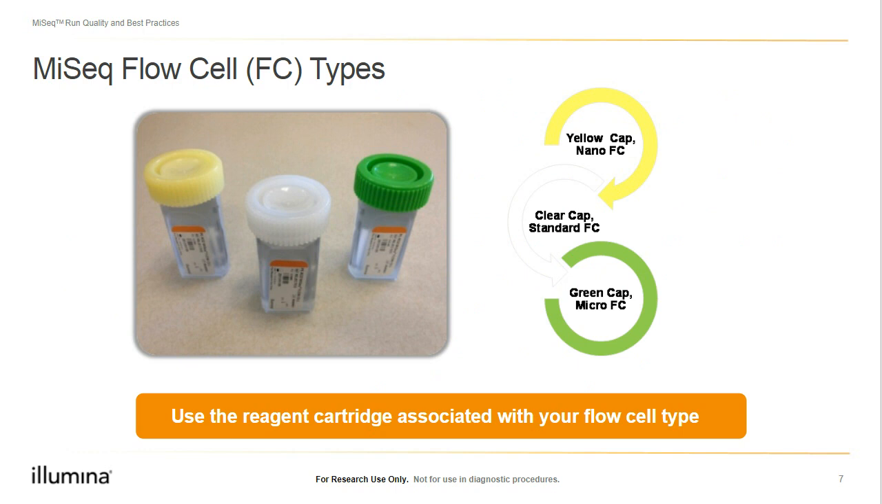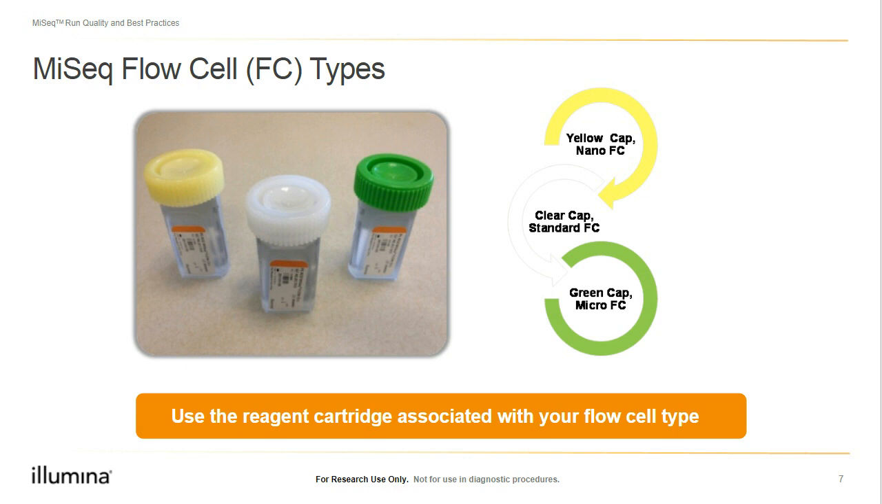In this slide, we can see the three types of flow cells which can be run on the MiSeq system inside their buffer storage tubes. A yellow cap corresponds to the nano flow cell type, which is the lowest yield configuration. A clear cap corresponds to the standard flow cell. And lastly, the green cap corresponds to the micro flow cell type. The differences between the nano, micro, and standard will become more apparent in the next slide in terms of yield, but just know this has to do with the actual imaging area on the flow cell.